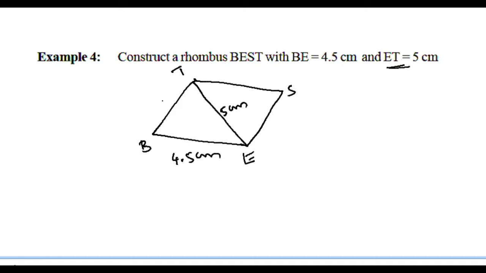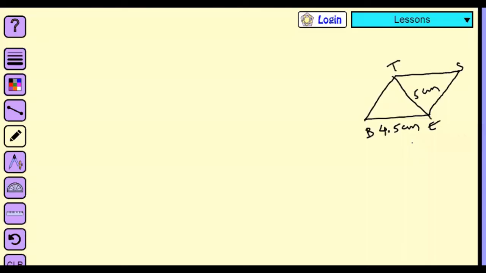Now what about the other remaining sides? All sides are equal in the rhombus, so you should take each as 4.5 centimeters. So these are the given measurements for the construction. Let's go to the construction part of the rhombus. Now first construct the triangle BET.